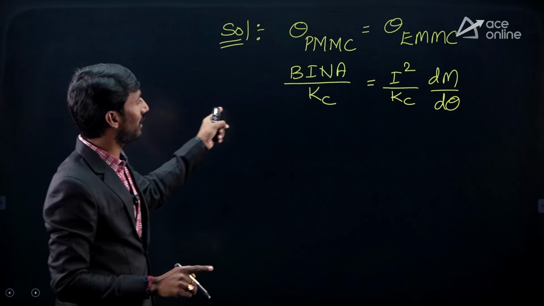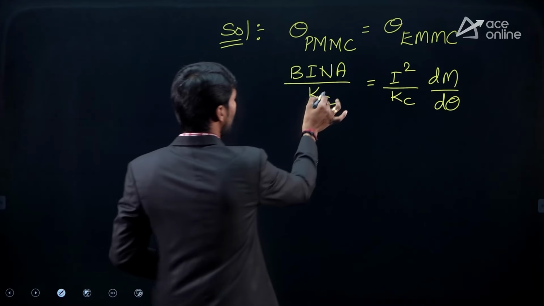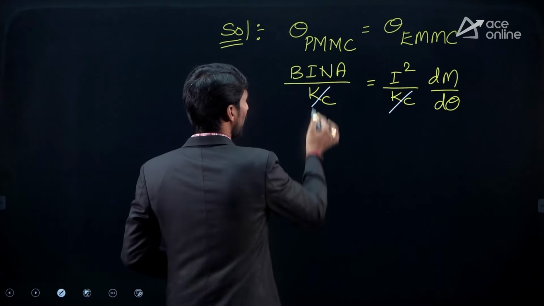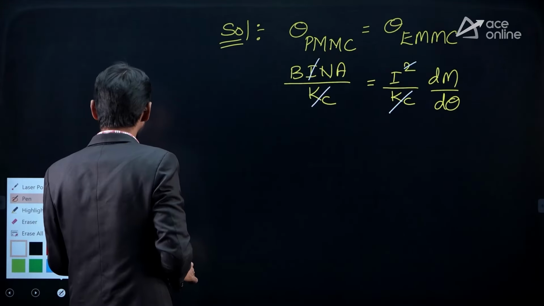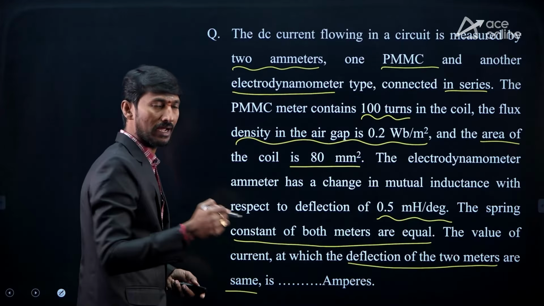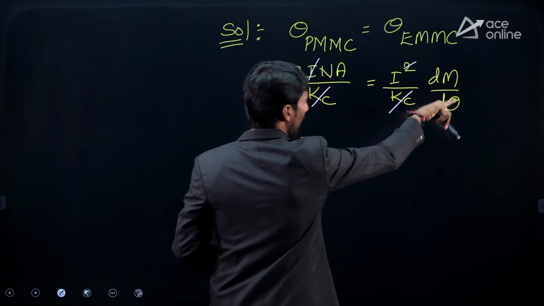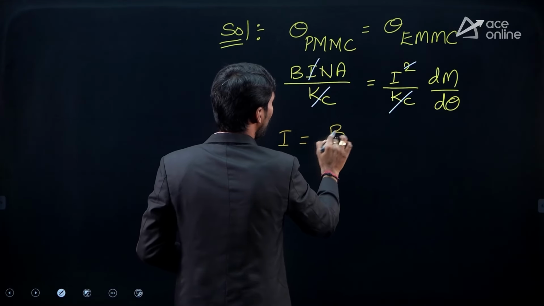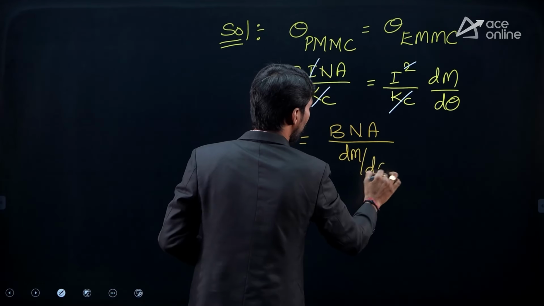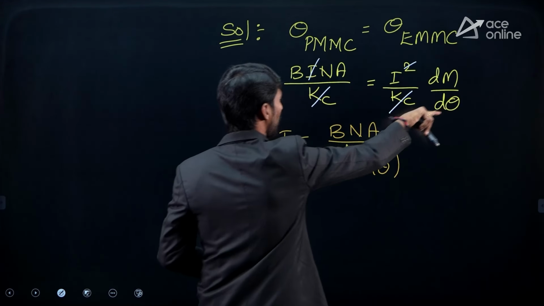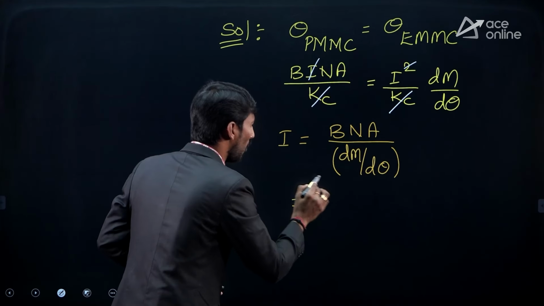If you are able to recollect the formula, yes, things will be over. Just substitution and calculation only. Sir, Kc cancels. One I will be cancelled. So the remaining equation, what are we supposed to find out? Current, no? So I is equal to B N A by dM by d theta. Substitute all given values.